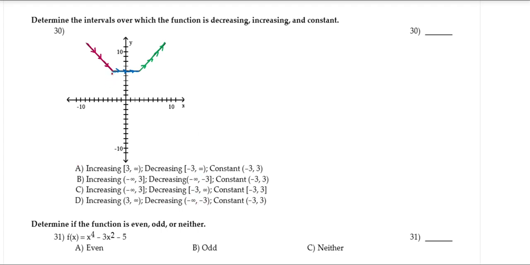So this is decreasing up to -3, which is here. And yep, that's true. It's constant from -3 to +3. Yep, that's looking true as well. And then from +3 onward, it is in fact increasing. So this looks to be our correct answer is D.